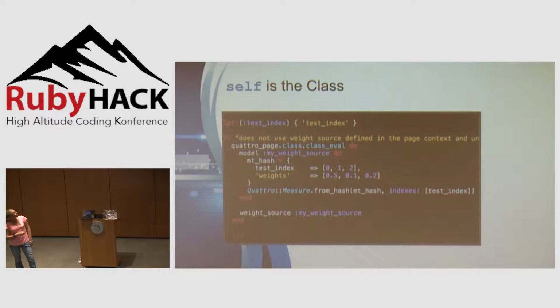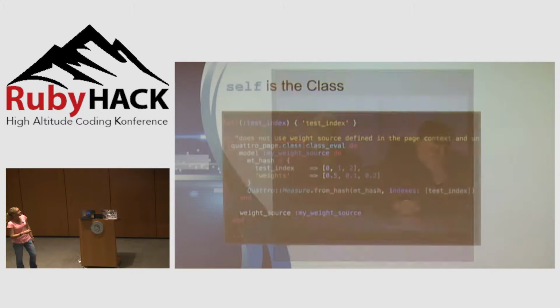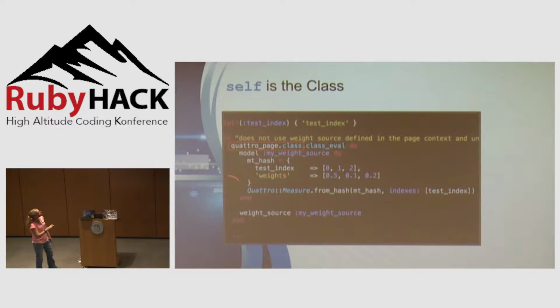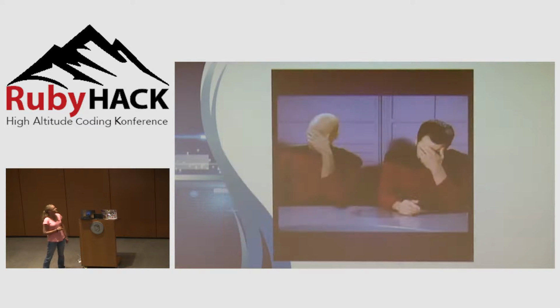And so in this slide, what this means is that self inside the first block is going to be pointing to the class of QuattroPage. And that means self inside the second block is also going to be pointing to the class of QuattroPage. And I'm guessing there's no method called test index defined on that class. And you can see there's also no local variables by that name anywhere in scope, and that explains why this example failed. So yeah, this is a little bit embarrassing considering all the harping on I did on the topic a year ago.